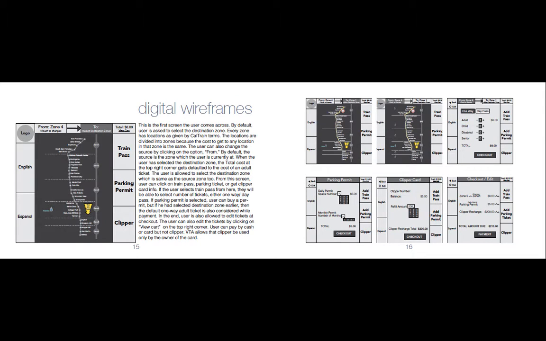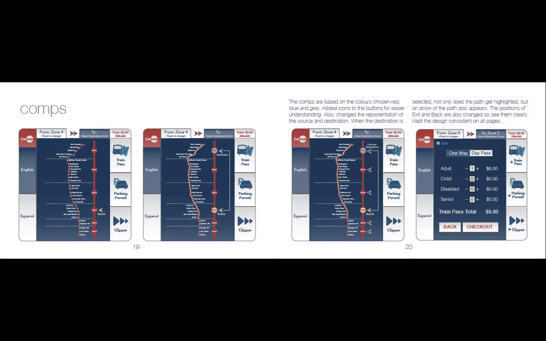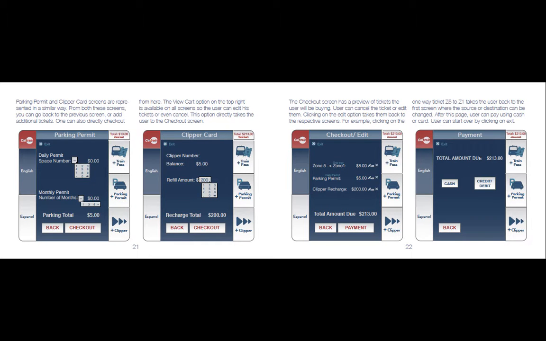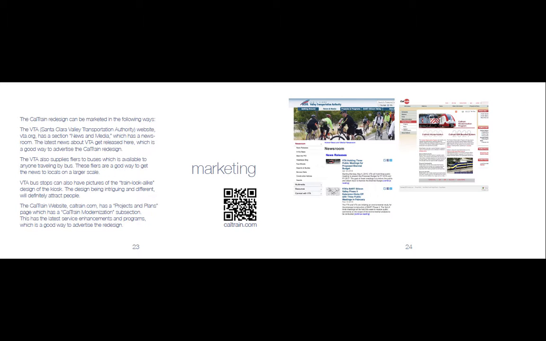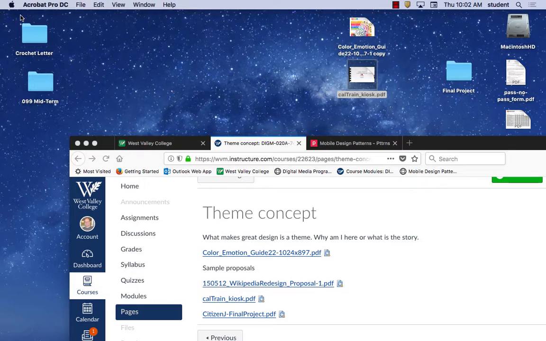And then her wireframes of what the kiosk would look like, color scheme with fonts, and then the final design ideas and why. So you can see a variety of options. And then in this design, we talked about marketing and how to market it. And that was it. I thought that was a good example of a design proposal.